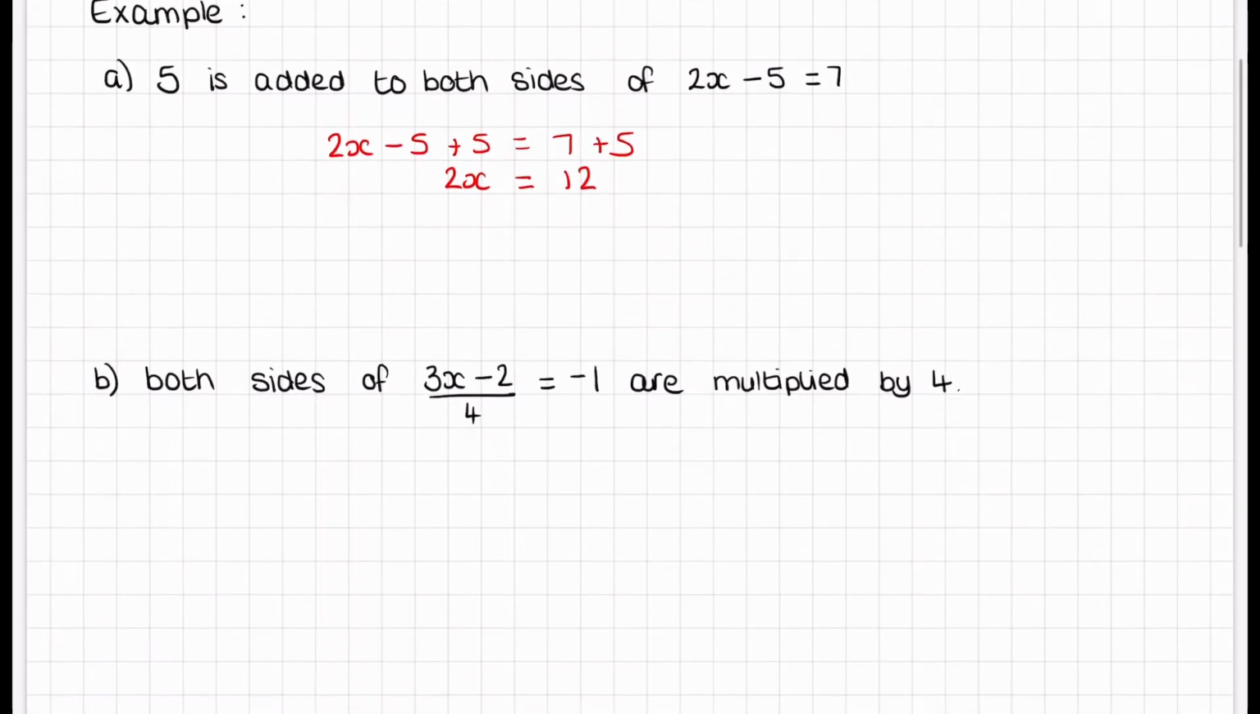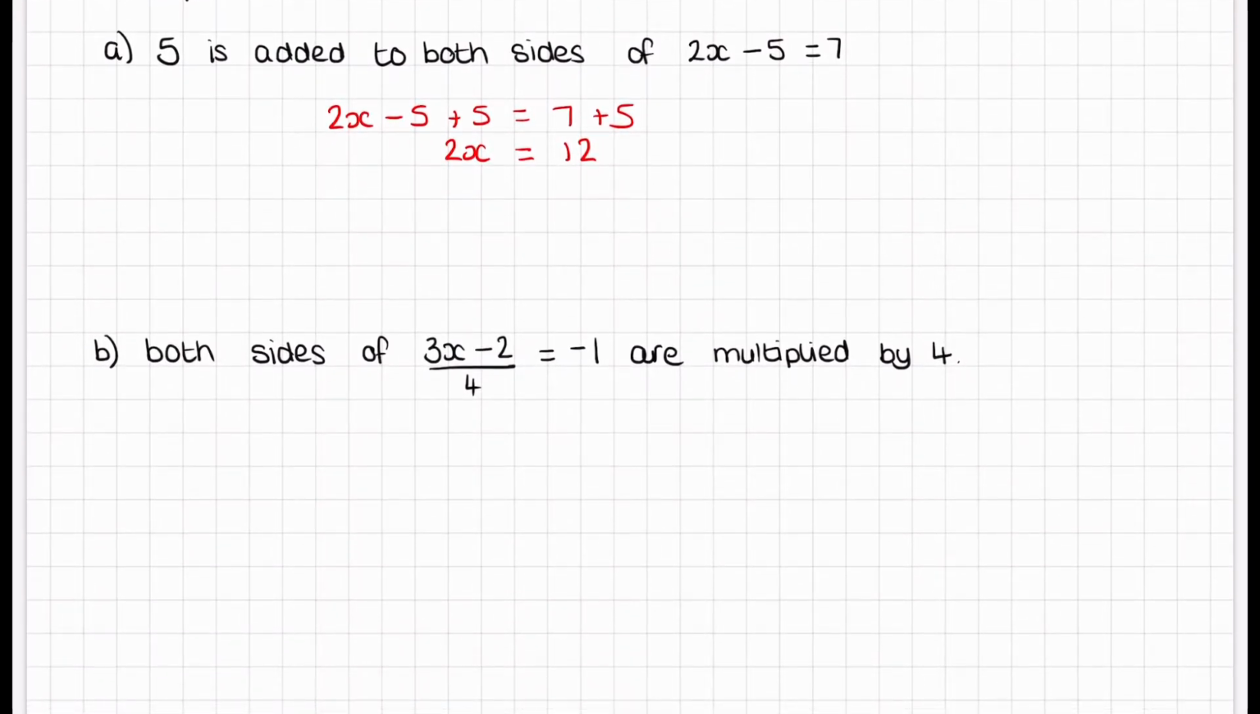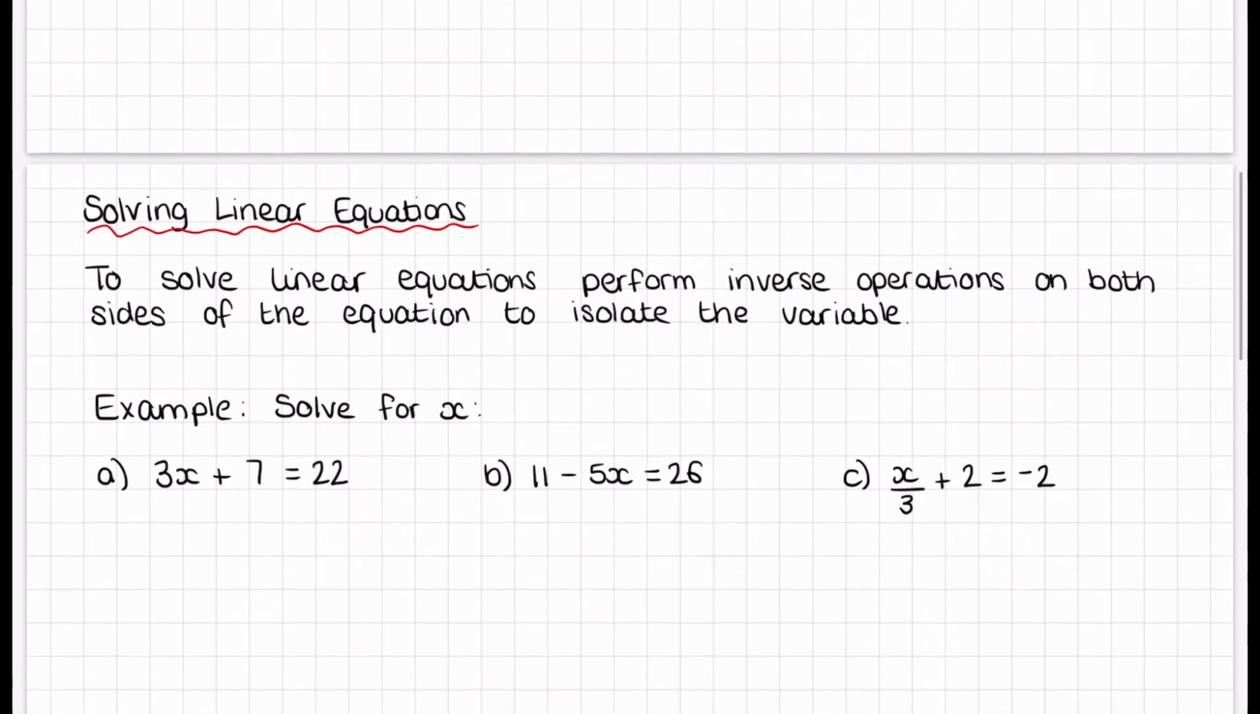Part B, both sides of 3x minus 2 divided by 4 equals minus 1, and we want to multiply both sides by 4. So if we do that, once again you see I'm multiplying both sides by 4. By doing that, those two will cancel out, and we are left with 3x minus 2 equals negative 4. We use these ideas when we're solving linear equations.